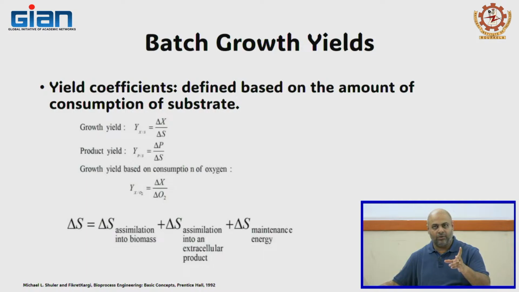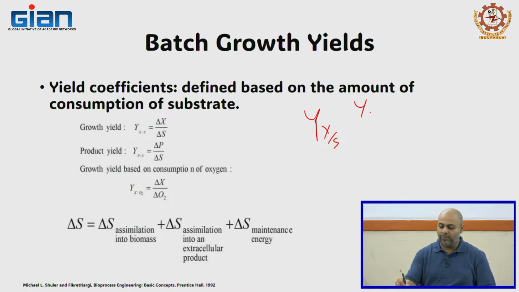Now, let us get into some other terminologies, which are your yield coefficients. Yield coefficients are always represented with Y. So, it can be Y x by S, this will represent the yield of X with respect to S, that means the cell with respect to substrate. You will have Y p by S, production of product with respect to substrate, and Y x over O2, with respect to how much O2 is consumed.